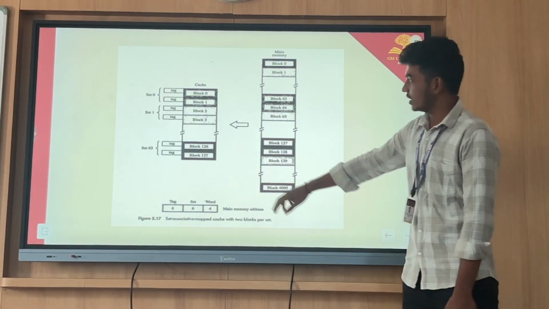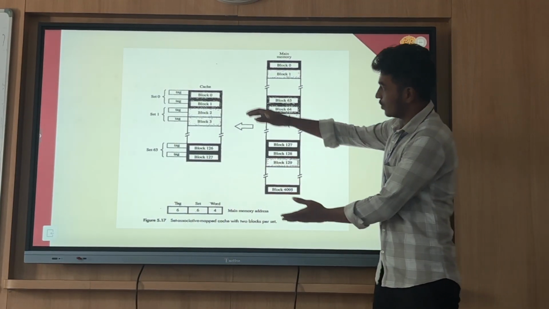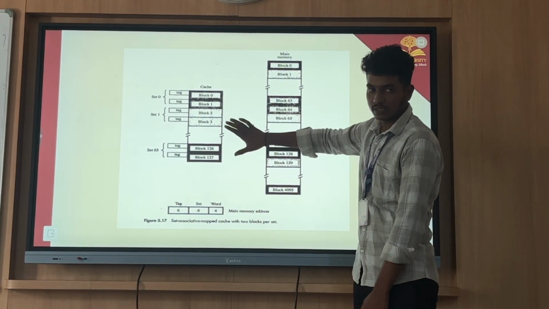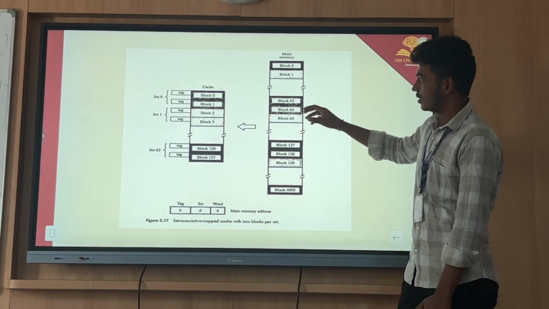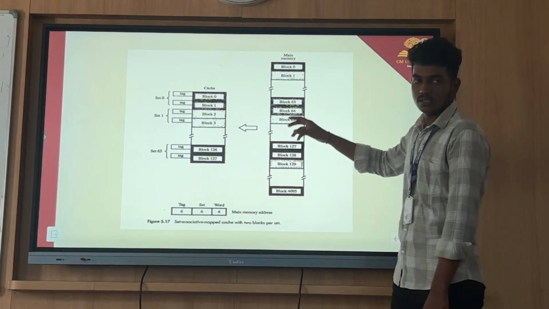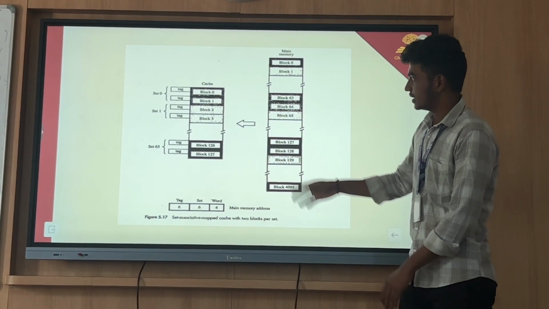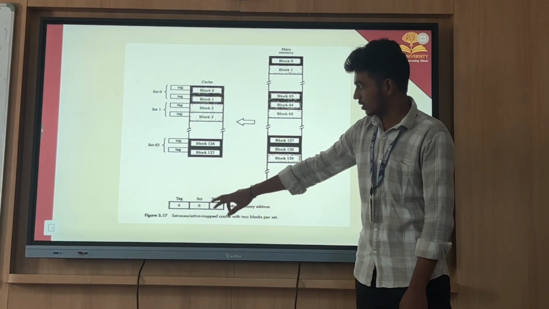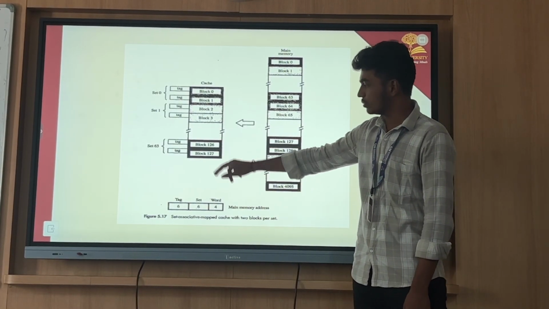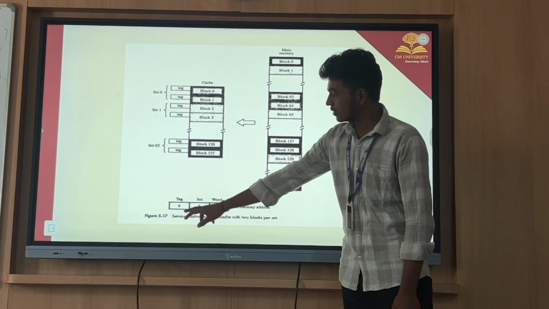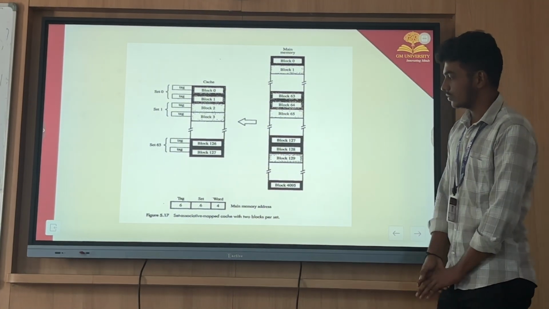Working: this is the main memory and this is the cache. First of all, the cache is divided into sets. The main memory identifies which block is stored in which set, and on the basis of that, the set decides where it has to be stored. The tag consists of 6 bits and the word consists of 4 bits.